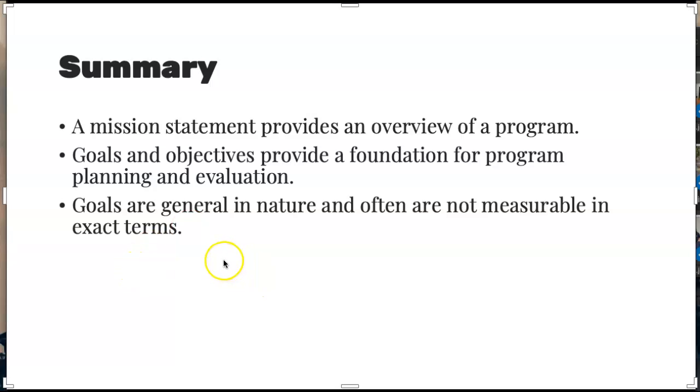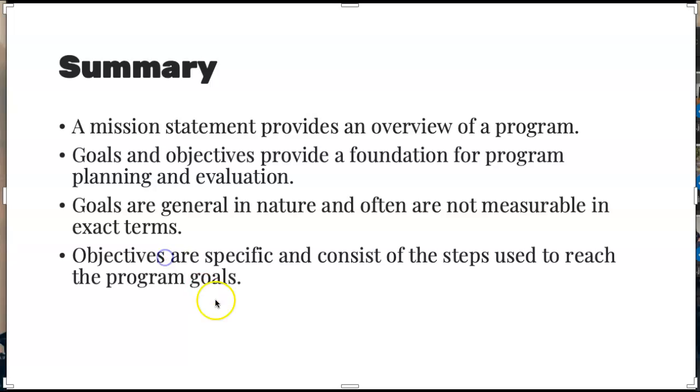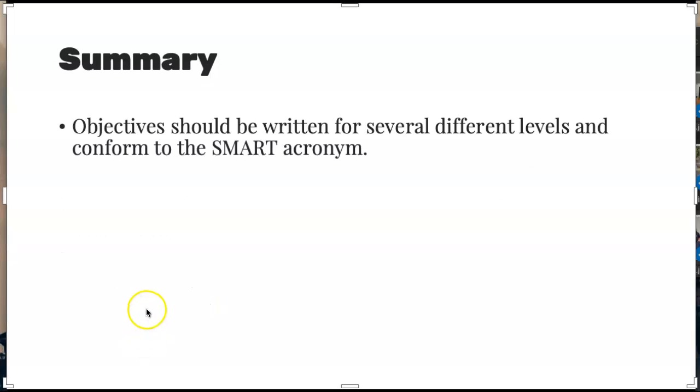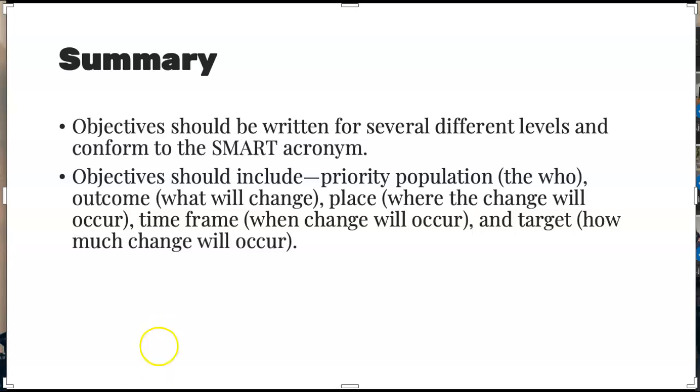So in sum, these are just the summary points. A mission statement provides an overview of a program. Goals and objectives provide a foundation for the program planning and evaluation. Goals are general in nature, usually not measurable, but objectives are specific and measurable and consist of the steps used to reach the program goals. They should be written for several different levels, process, impact, and then outcome, and using the SMART acronym. And then going through and double checking and making sure, did you answer the who, what, where, when, why, and how?